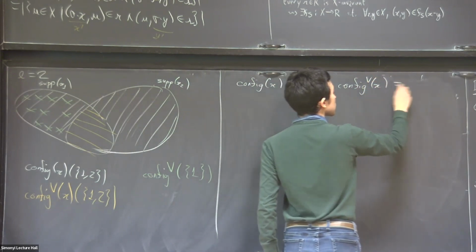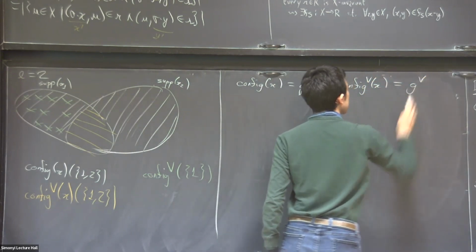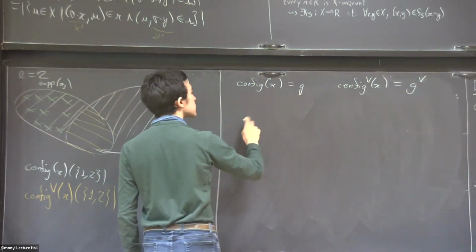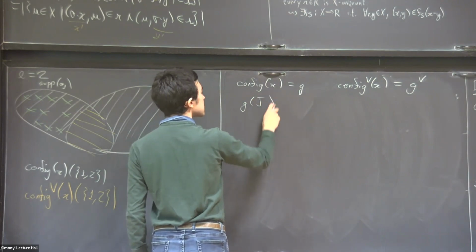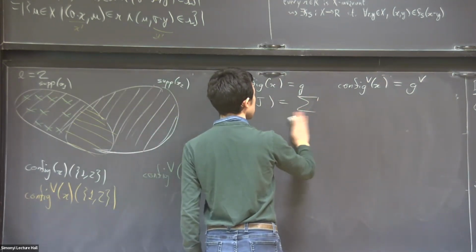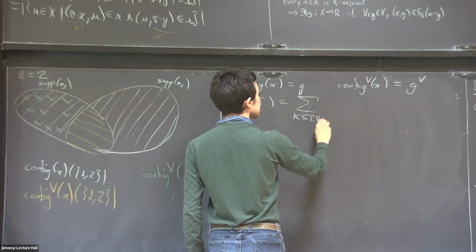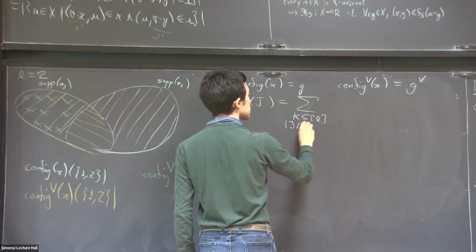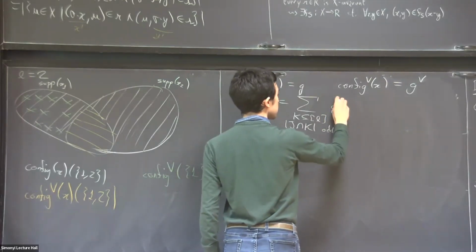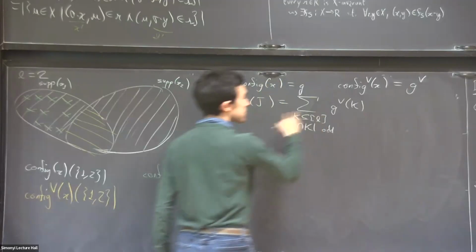So for example, if I write config x is equal to some function g, and config vx is equal to, let me write gv, then how do you compute the symmetric difference from the Venn diagram? This is easy because you just sum over all cells k such that the intersection is odd, gv of k. That's the easy formula.